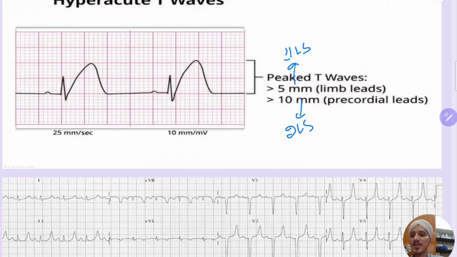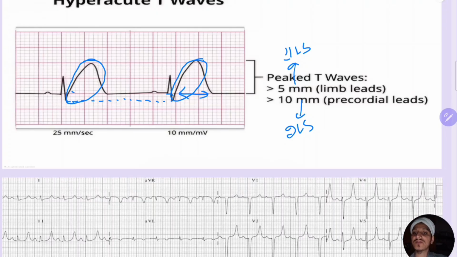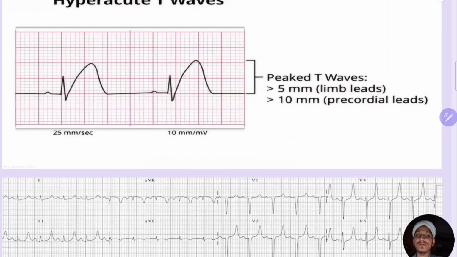So you can see in this ECG, if you draw a point from here, this point, this is more than 10 mm. I think this is a limb lead. This is more than 10 mm, so this is a tall T wave. Now whether it is hyperkalemic or hyperacute, you know by the base. See, the base is broad, so these are hyperacute T waves. These are not hyperkalemic. Okay, so you should remember that.